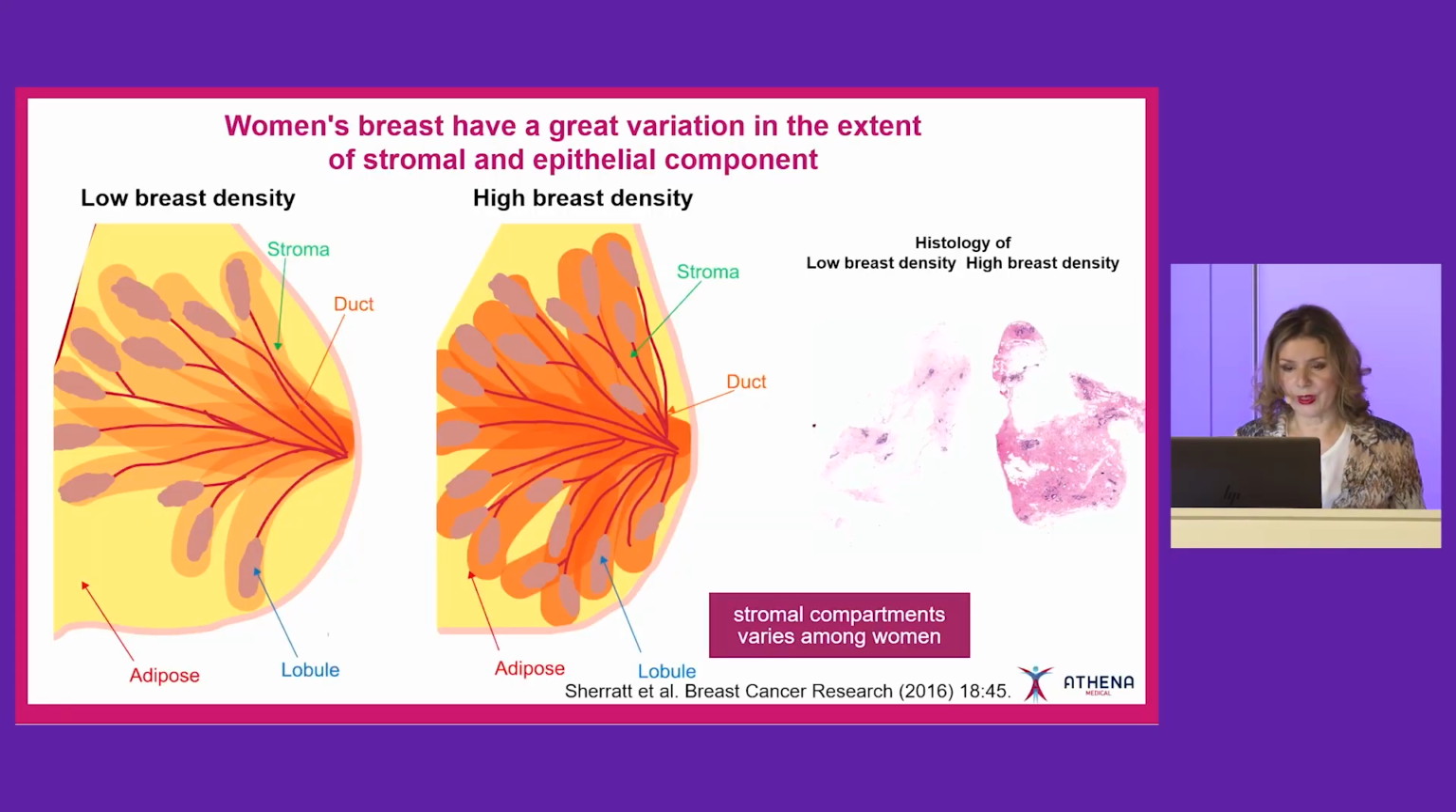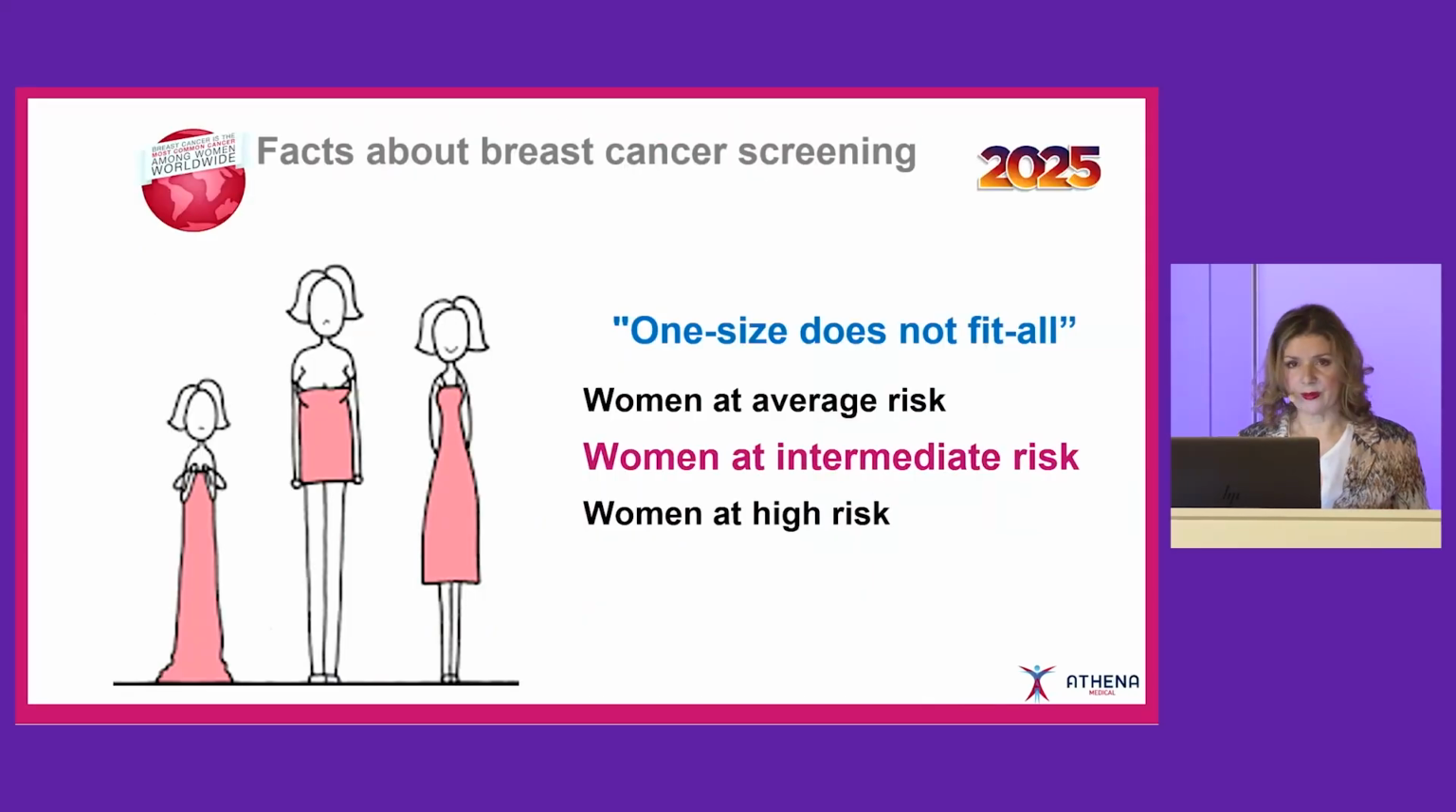So we have learned through the years that women's breast varies. There is a great variation in the extent of stromal and epithelial component. You can see here on the left how much less ducts you see and also lobules comparing to the right side here. And this is how it looks. Apologies. This is very sensitive. And you see how the low density looks on the pathology slice and the high density on the side here. So it is a fact that one size does not fit all.